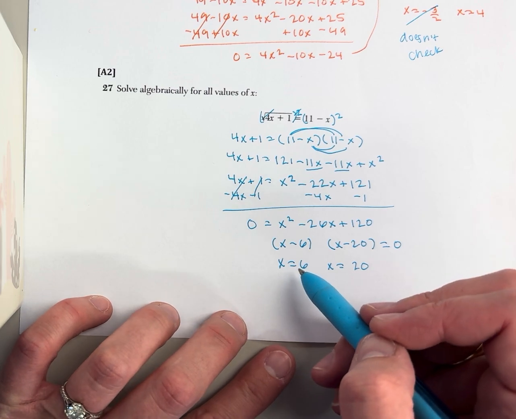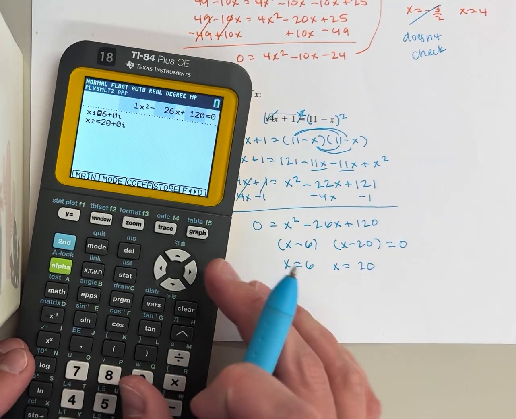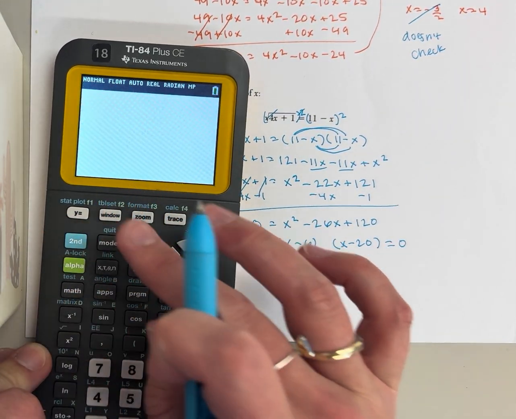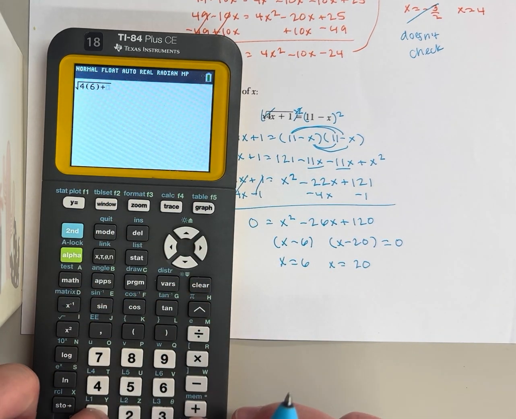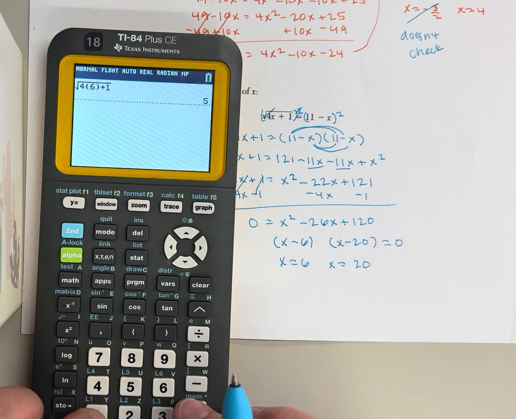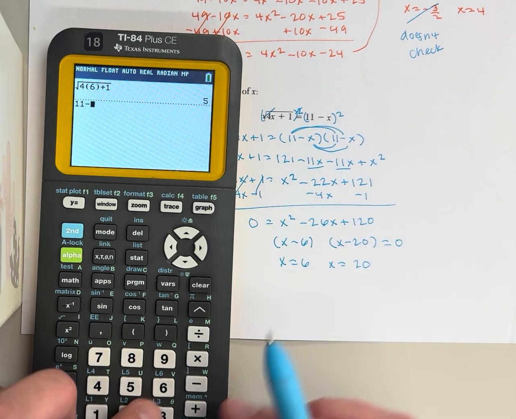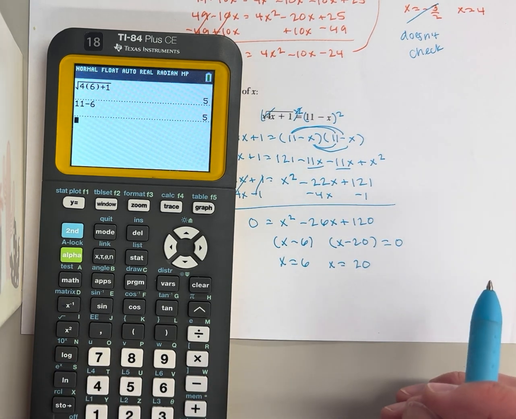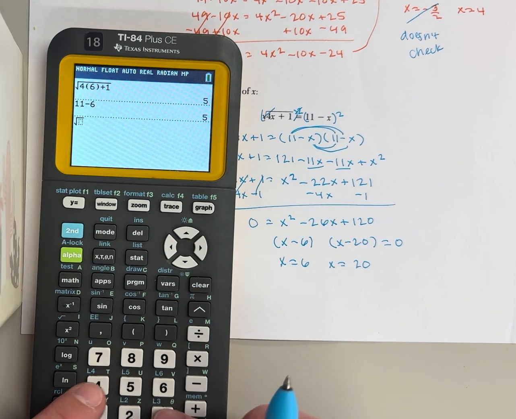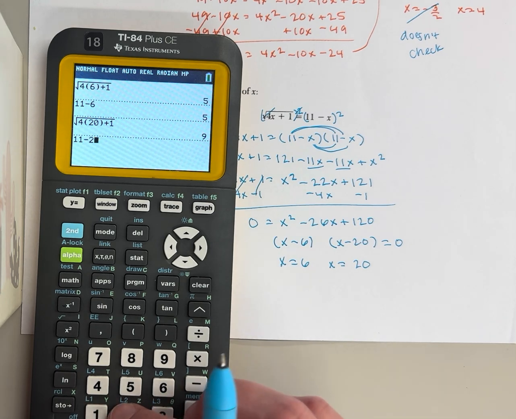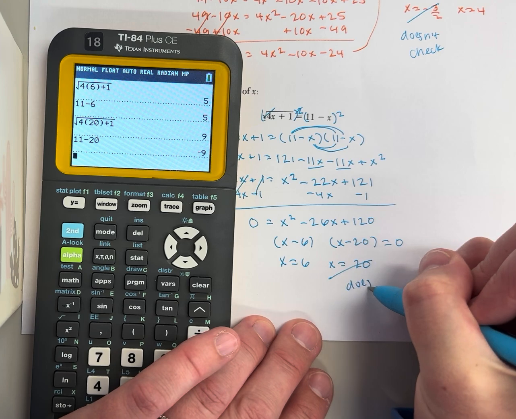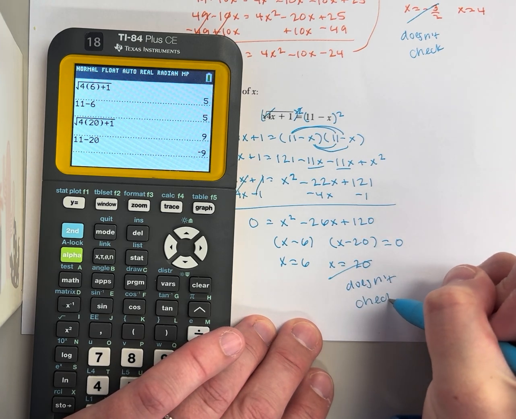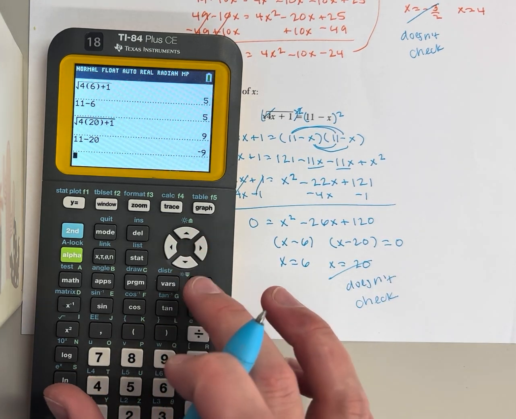All right, so now we're just going to check 6 and 20. So square root of 4 times 6 plus 1, that's the left side with 6 plugged in, that's 5, and the right side with 6 plugged in is also 5, so 5 is good. Then we have square root of 4 times 20 plus 1, that's 9. 11 minus 20 is negative 9. That's out, it doesn't check. All right, that is a radical equation.